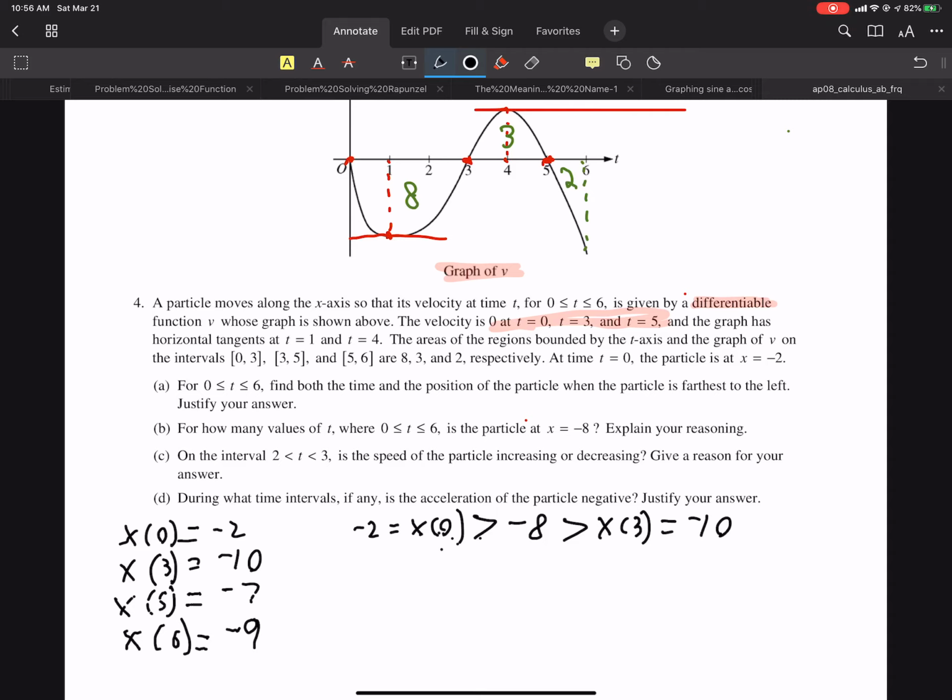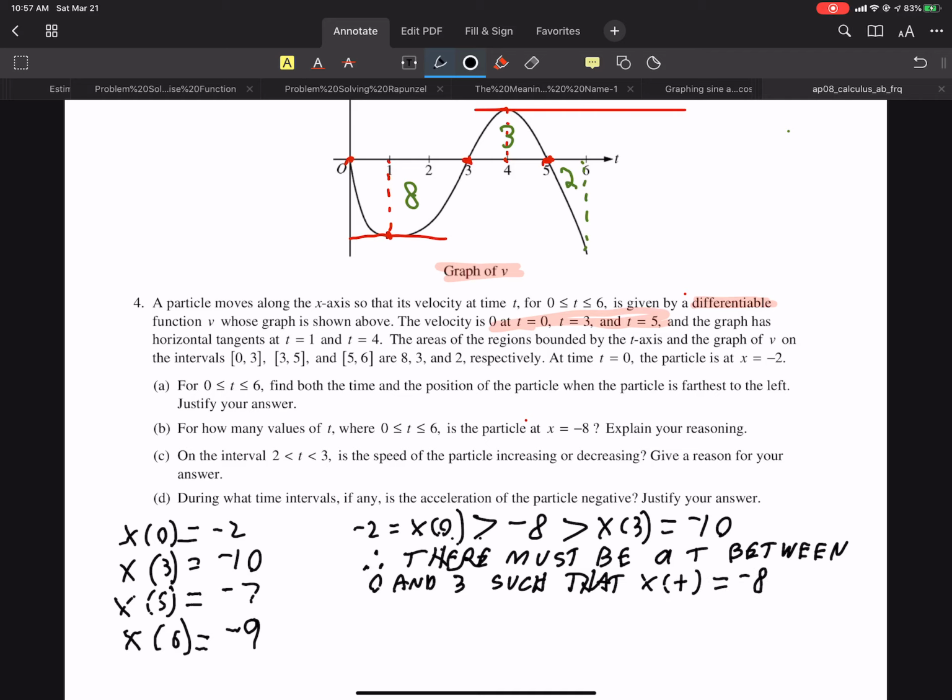So, intermediate value theorem, since -8 is between x of 0 and x of 3, therefore, there must be a time t, and it's going to be between 0 and 3, because those are the 2 points that -8's between, such that x of t would equal -8. There's 1.